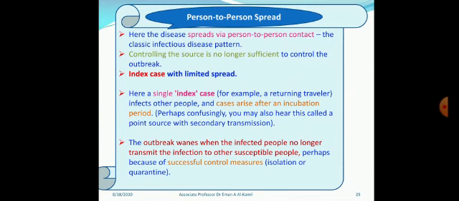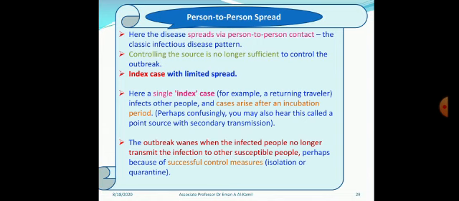So, in person-to-person spread, the infection continues to spread from one individual to another until all individuals become immune, or all susceptible individuals get the infection or become immune, or a specific intervention stops the epidemic. The first case, which is responsible for the starting point of the infection, is called the index case, which is the source of infection.